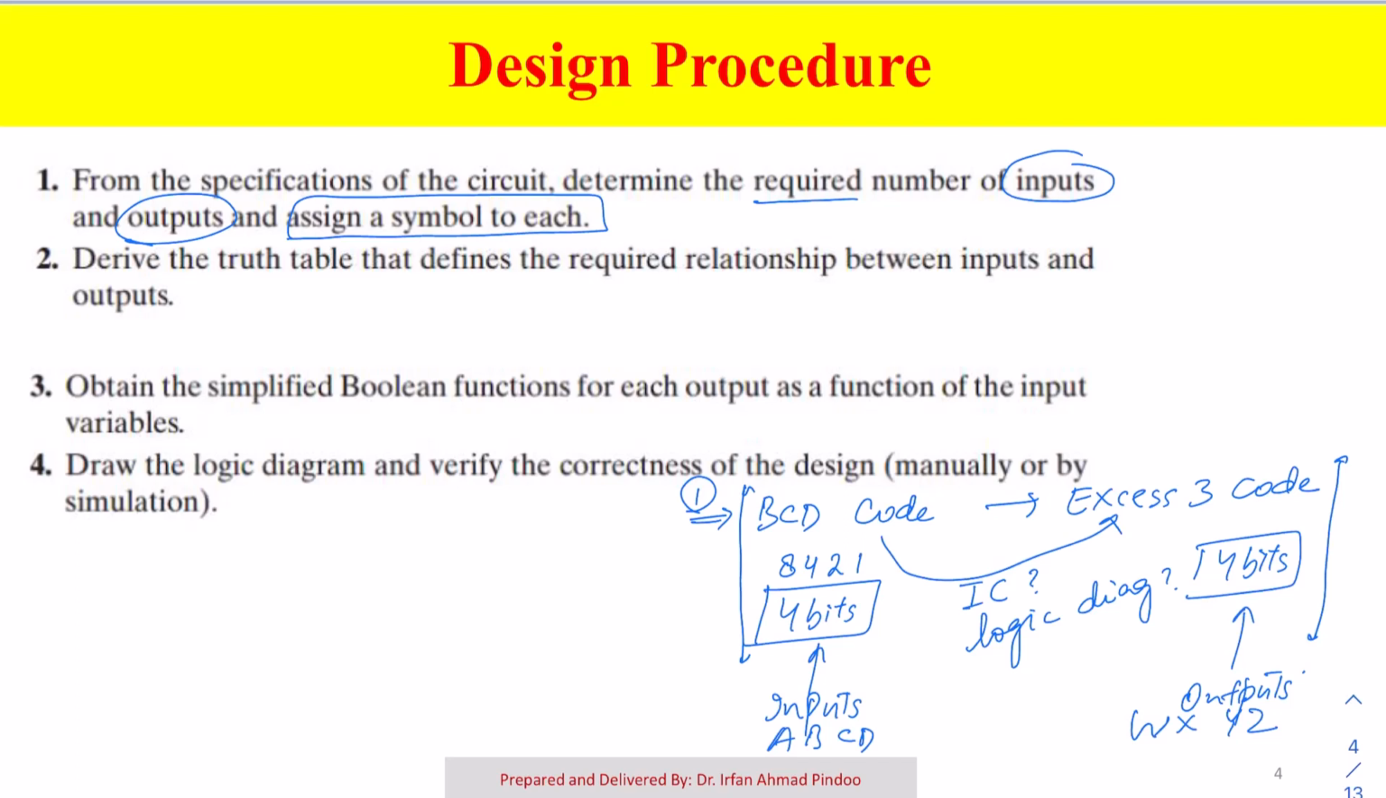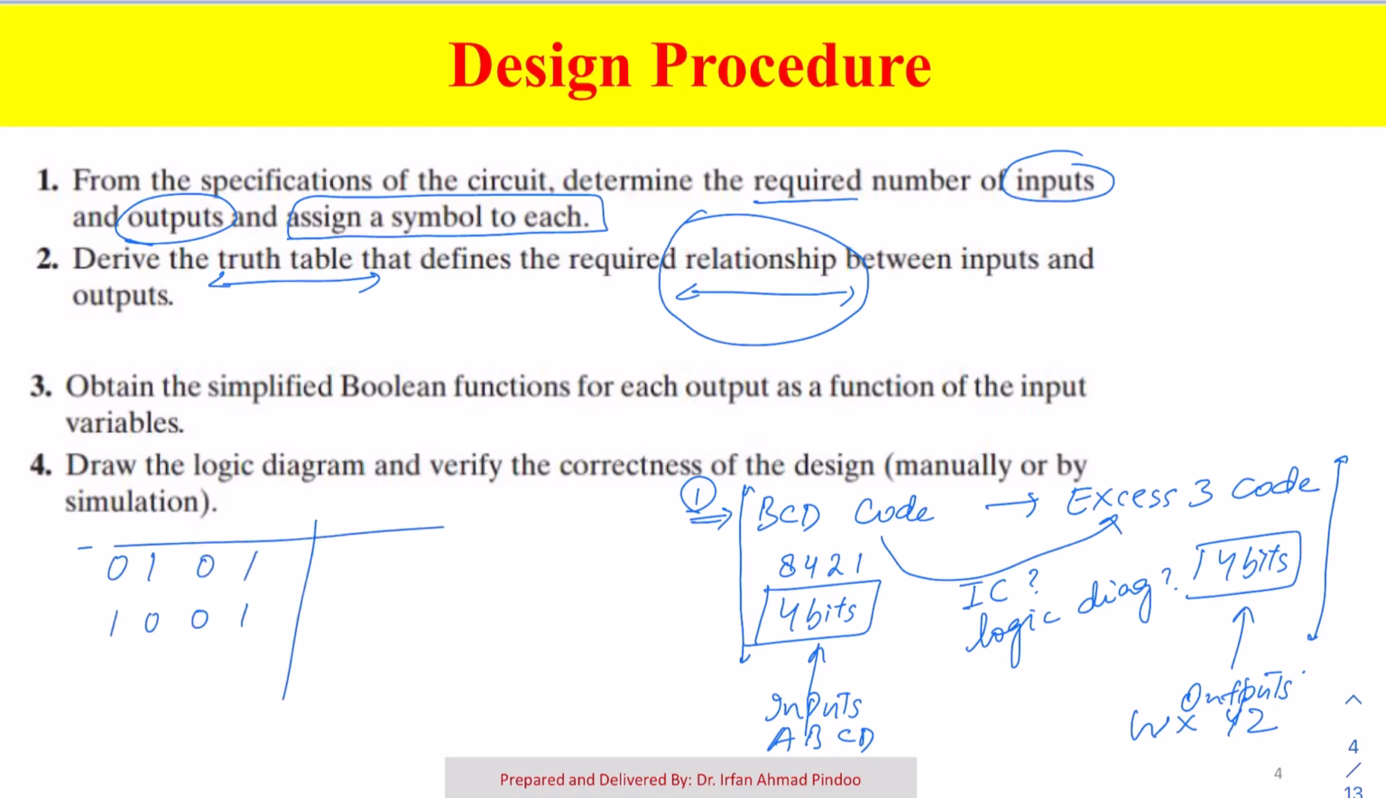The second thing is that we have to derive the truth table that defines the relationship between inputs and outputs. Now how will we define the relationship? That will depend on the problem given. Let us suppose in this example, let us have some codes here. These are BCD codes, right? What will be their XS3 codes? We know that XS3 code is obtained by simply adding 3 to the BCD code. So this will become 8 and 8 will become 11.